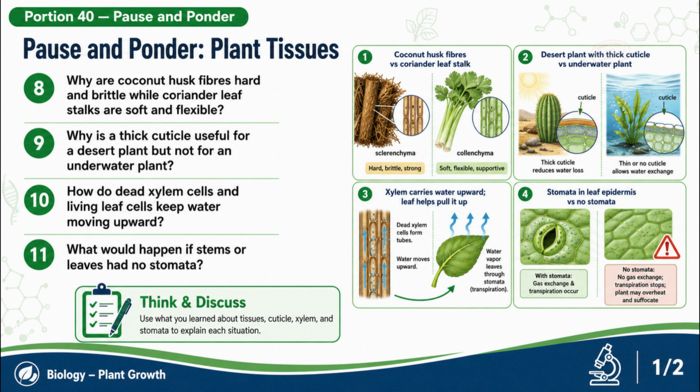Pause and ponder. Discuss these. Why are coconut husk fibers hard and brittle, while coriander leaf stalks are soft and flexible? Why is a thick cuticle advantageous for a desert plant, but disadvantageous for an underwater plant? Once water is absorbed, it travels up against gravity through xylem. How do dead xylem cells work with living leaf cells to keep water moving? What if there were no stomata in the epidermis of stems or leaves?